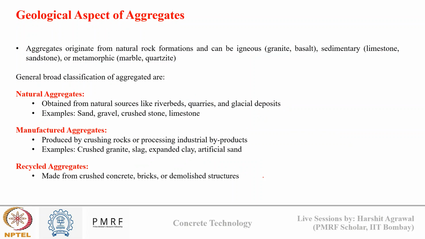Now, there are various sources from which we can obtain aggregates, or we can say the geological aspect of aggregates. In general, aggregates can originate from different natural rock formations, and they can be igneous rocks, sedimentary rocks, or metamorphic rocks. From each of these rock classifications we can obtain aggregates. The ones which you get from igneous rock can be granite or basalt aggregates. The sedimentary rocks include limestone and sandstone, and metamorphic rock includes marble and quartzite.